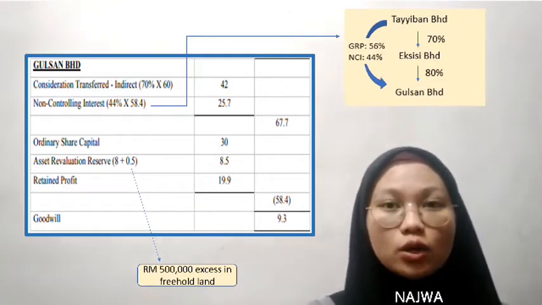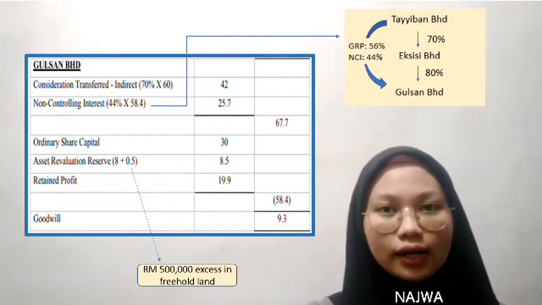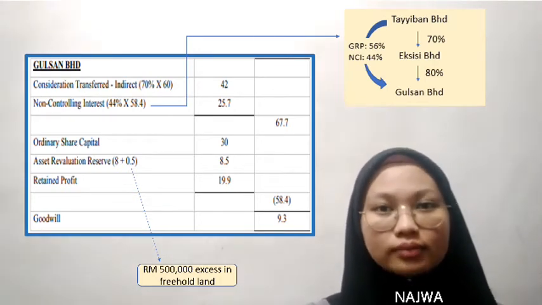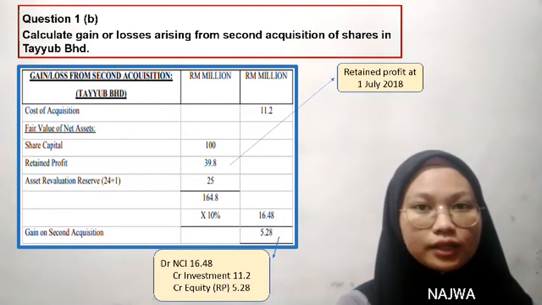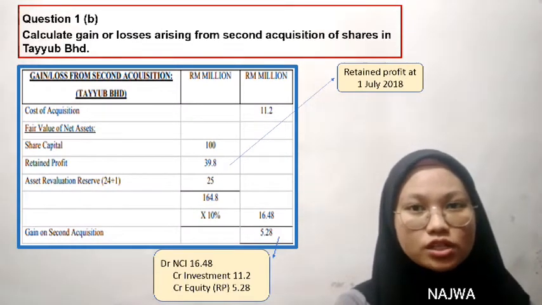67.7. Fair value of net asset, ordinary share capital 30, ARR 8.5, retained profit 19.9, the total is 58.4. The goodwill is 9.3. Question 1B. Calculate gain or losses arising from second acquisition of shares in Tayub Berhad.